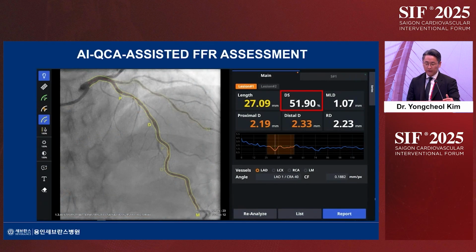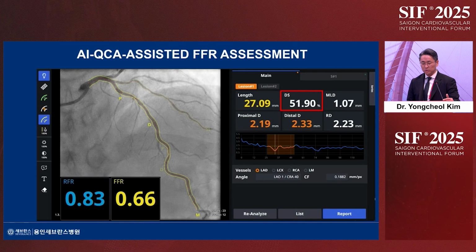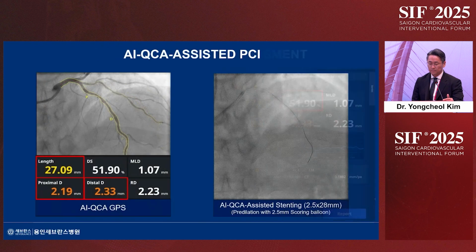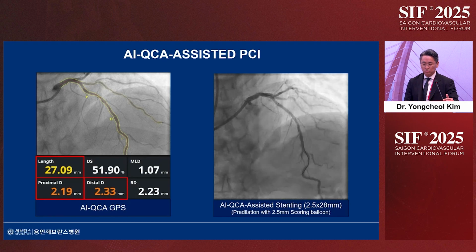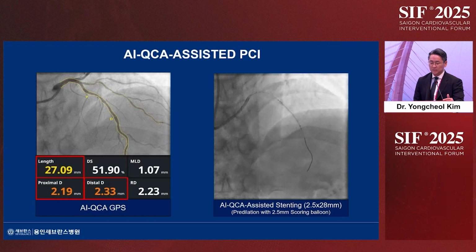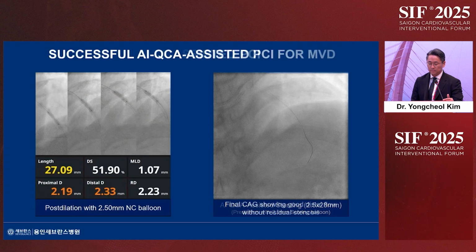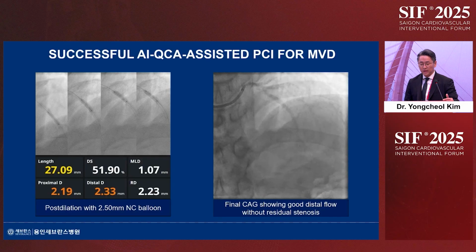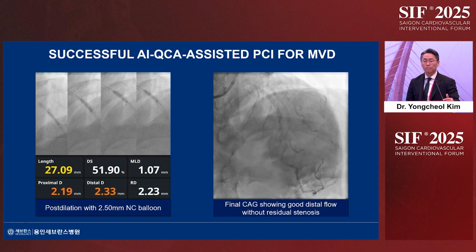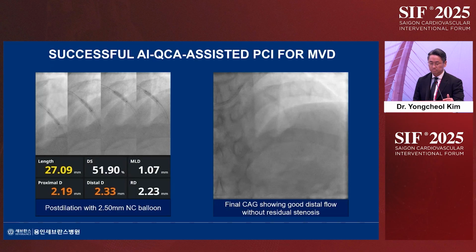So in the RCA region, the AI-QCA showed 51% lesion stenosis. So physiology assessment was done. Its RFR showed 0.83 and the FFR was 0.66. With the real-time AI-QCA, PCI with a 2.5 by 28 millimeter DES implantation was done. And I'm very happy to get a successful AI-QCA assisted PCI for the multivessel disease.